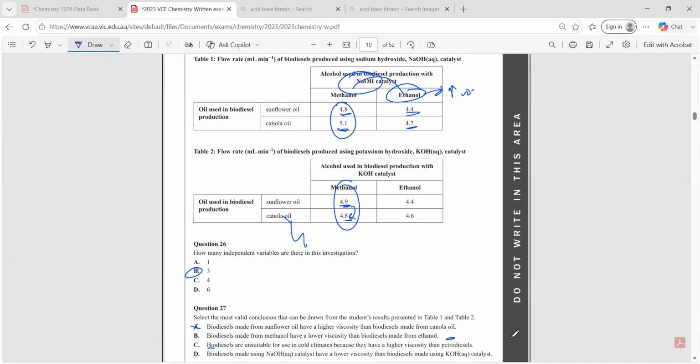Lower viscosity, so high flow rate, no. So you can see 4.8 is lower than 4.9. So B, I'm pretty happy with. It's not letting me write. That's okay. Oh, here. So B.